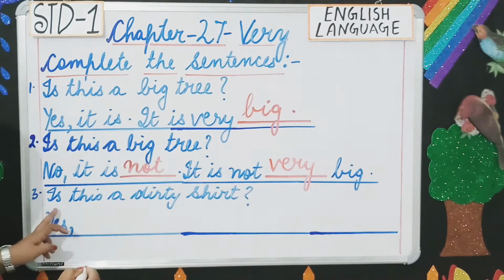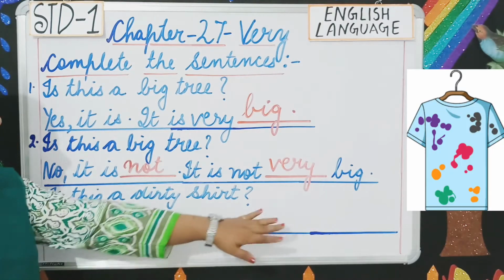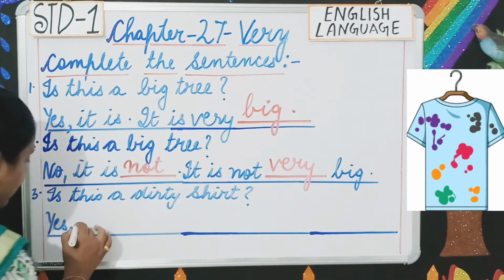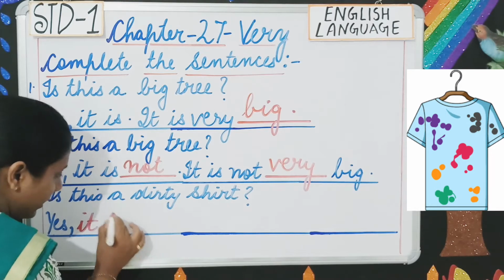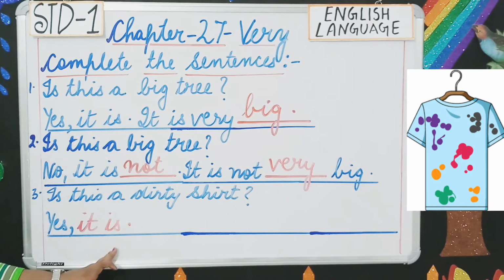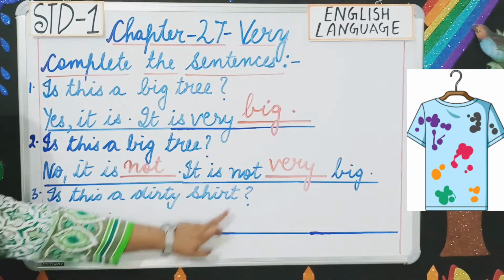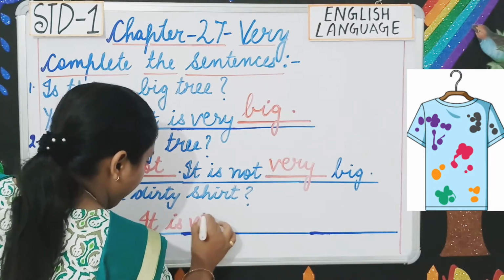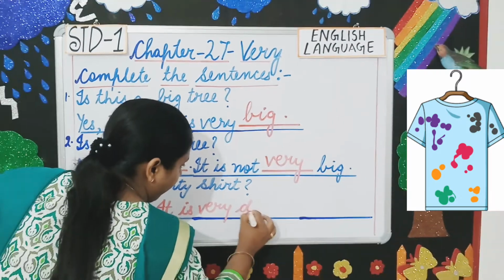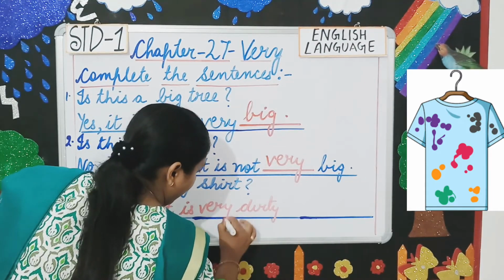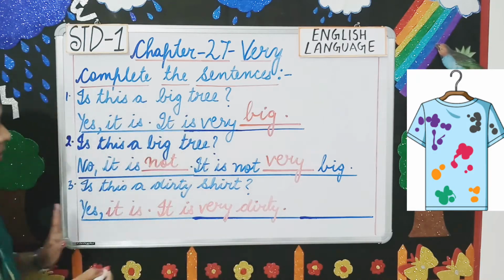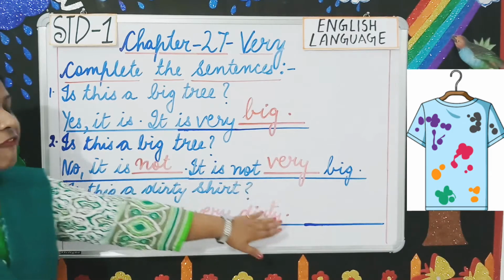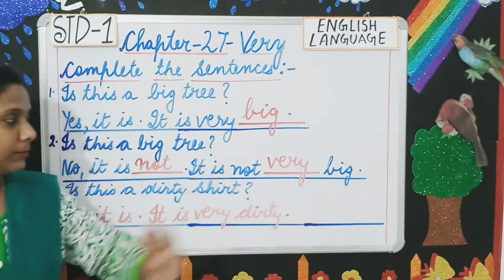Clear? Is this a dirty shirt? Can you see? Yes. So you will write, yes, it is. Then you will put a full stop. Then you will write, it is very dirty. Now you have to write very because this is a very dirty shirt. Clear?